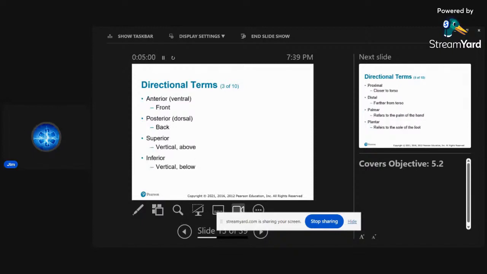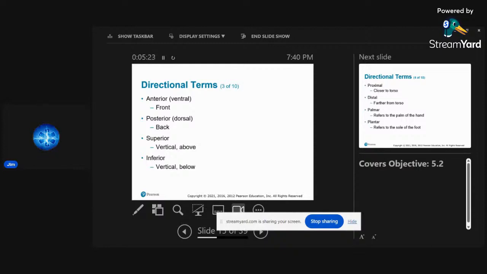When we're talking about the front, it's described as the anterior or ventral. So if you hear somebody talk about something being anterior, it's towards the front. Posterior means back or dorsal. That's your back. Like your dorsal fin on a fish is on top of his backbone. So that's pretty easy to remember.